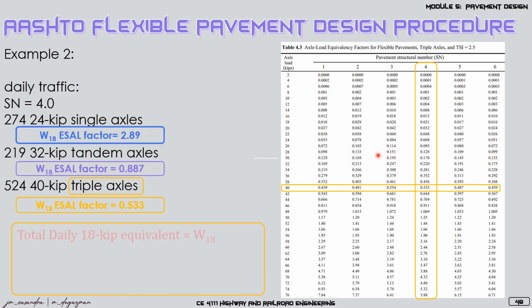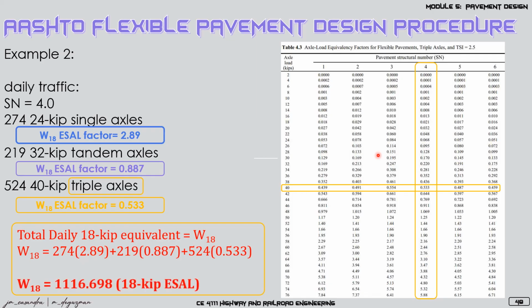From these factors, we can now compute our total daily traffic, or W18 daily, by multiplying the number of traffic by the factor. So 274 times 2.89 plus 219 times 0.887 plus 524 times 0.533. The total daily traffic now is 1,116.698.